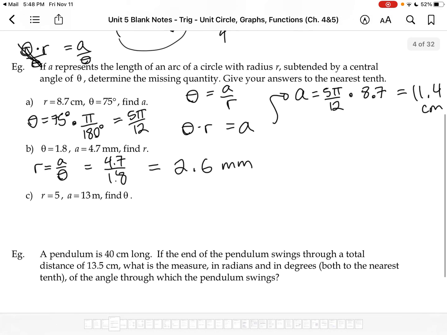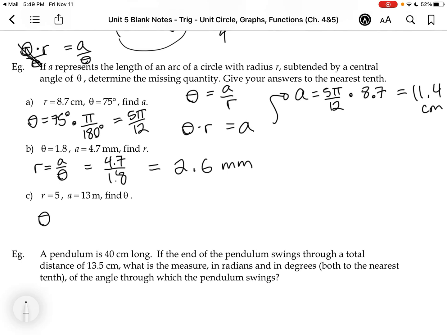Okay, and then finally, we got two more questions actually. r equals 5, A equals 13, theta equals what? So theta is A over r. And in fact, what I'm looking for in this case is theta. So I can just plug in my values, 13 over 5, and that is 2.6. Theta is 2.6 radians.